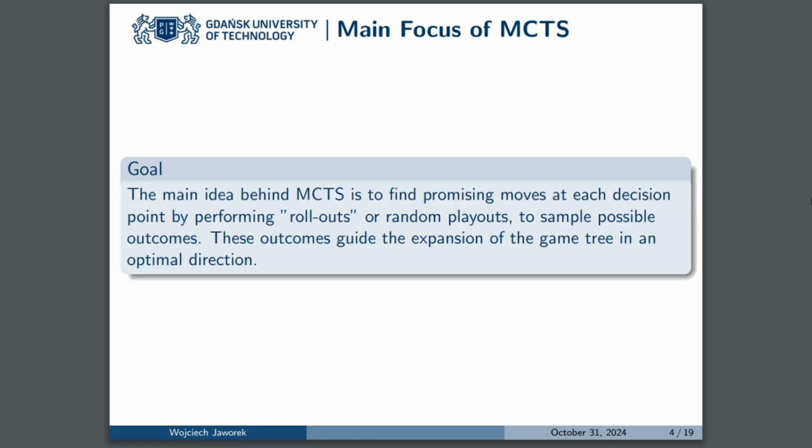So what is the main focus of MCTS? The main idea behind Monte Carlo tree search is to find promising moves at each decision point by performing rollouts, or just random playouts, to sample possible outcomes, and those outcomes will guide us later and will tell us how to expand our game tree in an optimal direction. This is why this algorithm is very interesting, because it builds and searches the tree at the same time. So the way it builds the tree depends on the previous searches that it performed.